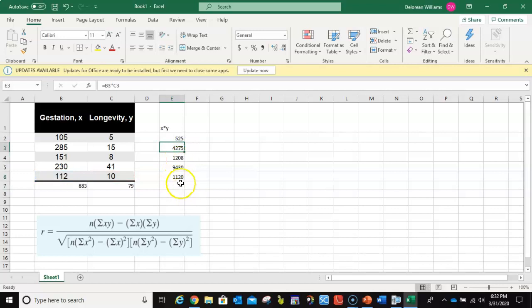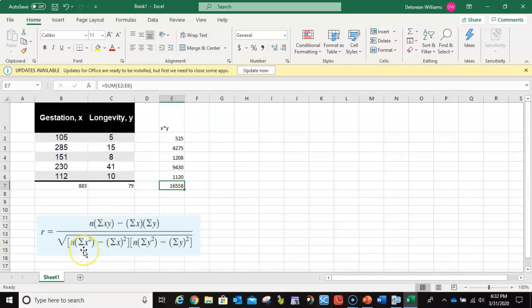So those are all the products of the gestation and the longevity, and I want to sum those together. So let's sum those together. So this is the sum that represents this value, 16,558, represents the number that goes here. So that's just the numerator so far.